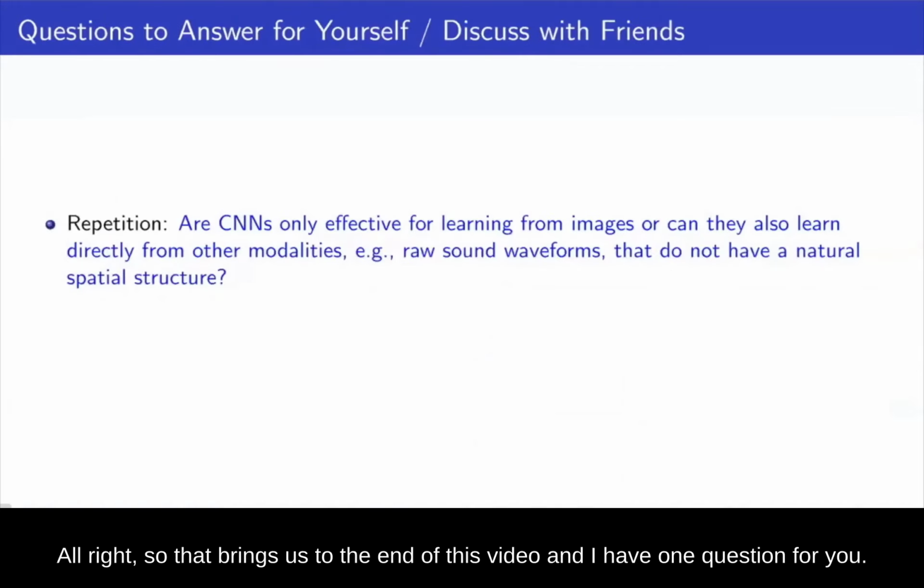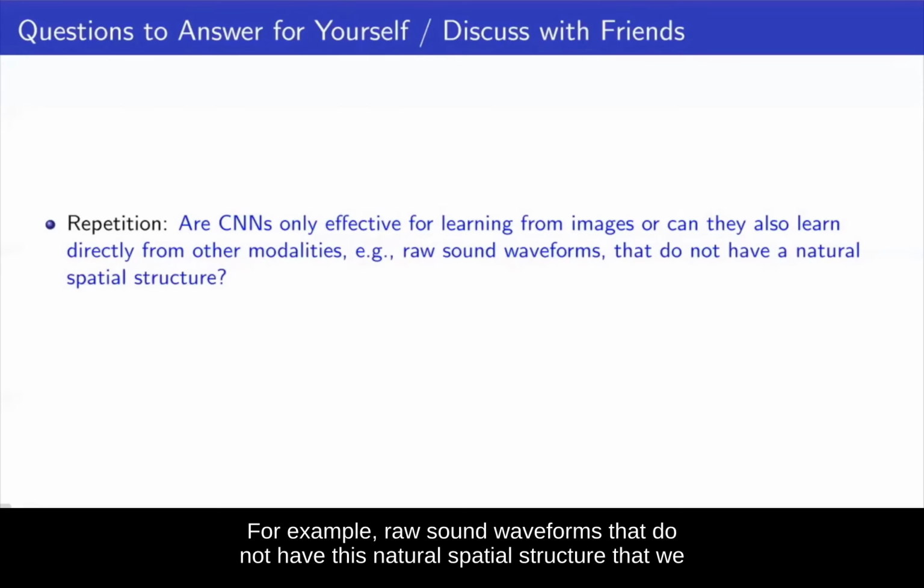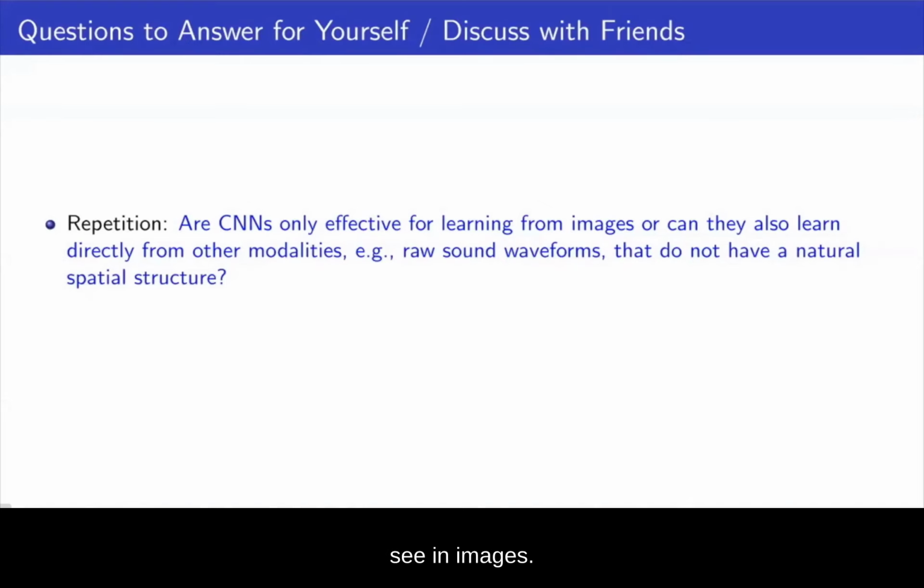All right, so that brings us to the end of this video, and I have one question for you. Are CNNs only effective for learning from images, or can they also learn directly from other modalities? For example, raw sound waveforms that do not have this natural spatial structure that we see in images.